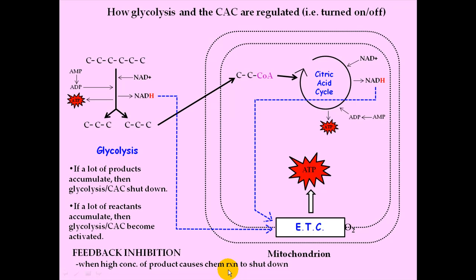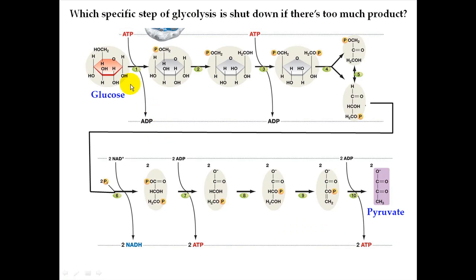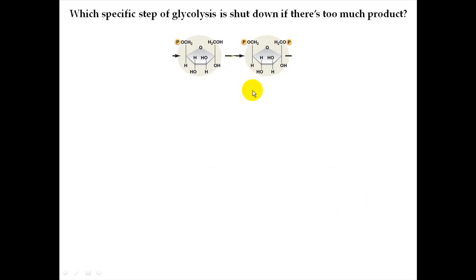Again, what we'll do next is take a look at specific steps that can be turned on or off. One of the first few steps that occurs during glycolysis is this one. Here's all of the steps during glycolysis. This particular step can be regulated, turned on or off in response to how much ATP there is inside of the cell. We'll key in on this one particular reaction of glycolysis.